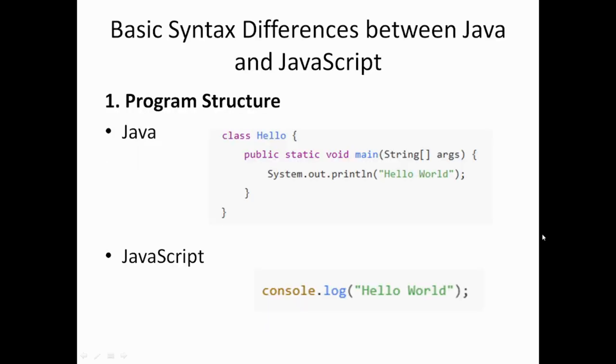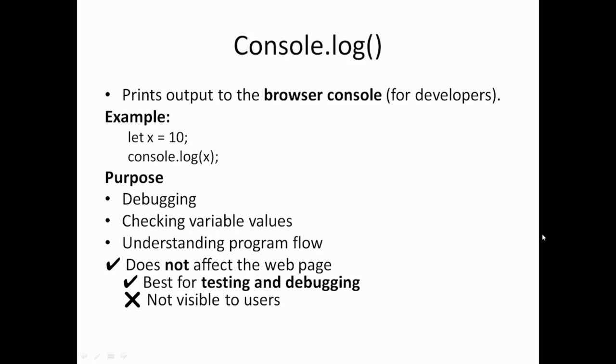The basic difference between Java and JavaScript in program structure: in Java, it starts with a main function, but in JavaScript there is no need to define a main function. For printing a simple hello world program, we can just write console.log hello world. This will display hello world in the browser console window. The console.log method prints the output to the browser console, and this log function is used by developers because the user cannot view the output. Only the developer can view the output in the console window.